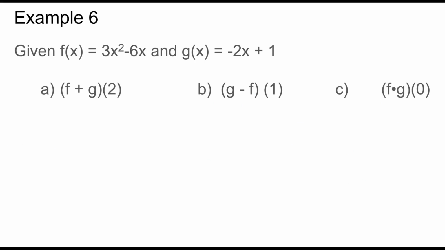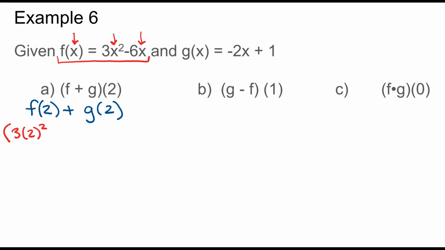It's also possible that you will evaluate it at a number. So what I like to do first is rewrite it when it comes like this. This says f plus g of 2. So that's really f of 2 plus g of 2. And so f of 2 means anywhere there was an x, I'm going to be replacing it with a 2. So that's 3 times 2 to the second power minus 6 times 2. Plus, anywhere in g that there was an x, I'll be replacing it with a 2.